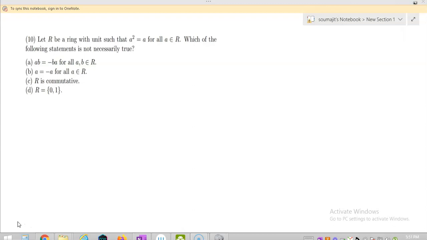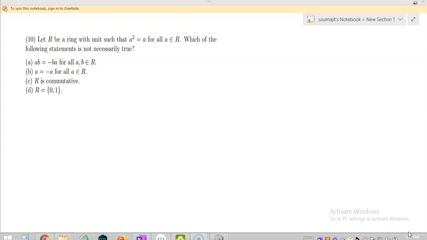The statements are: first, AB is equal to minus BA for all A, B belongs to R. Second, A is equal to minus A for all A belongs to R. The third statement says that R is commutative, and the fourth one says that R is a two-point set, 0 and 1.